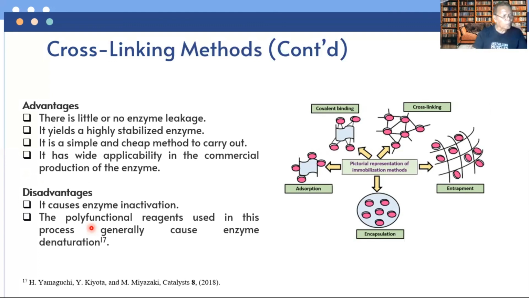Advantages of the cross-link method, let's see. There is little or no enzyme leakage. It yields highly stable enzyme. It is a simple and cheap method to carry out, and it has wide applicability in the commercial production of enzyme. And disadvantages of this cross-link method, it causes enzyme inactivation, and the polyfunctional reagent used in this process generally causes enzyme denaturation.